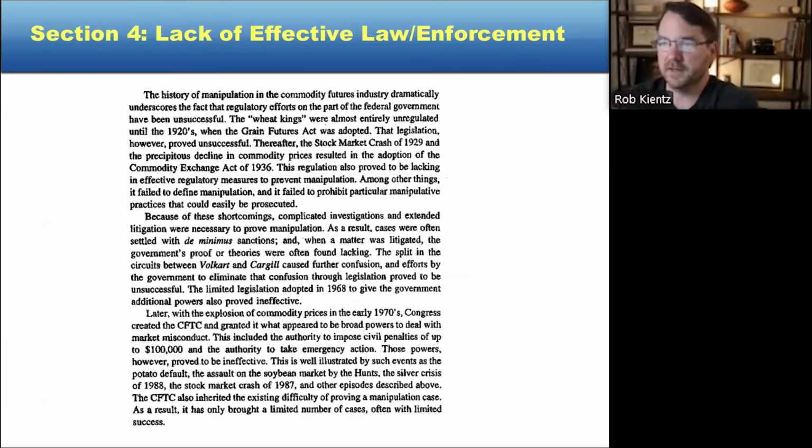Last part of a study that I want to read to you. It's very important. We're going to go through the whole thing. The history of manipulation in the commodities futures industry dramatically underscores the fact that regulatory efforts on the part of the federal government have been unsuccessful.